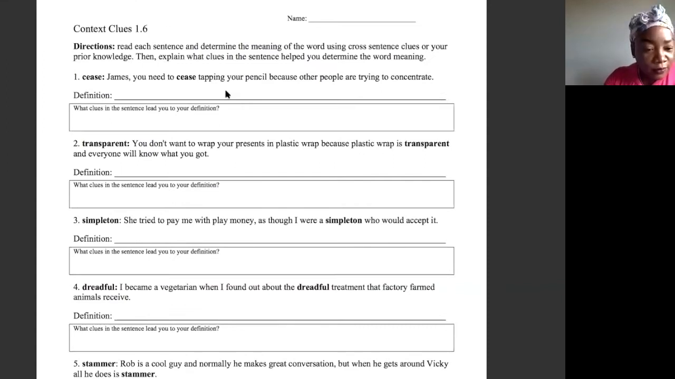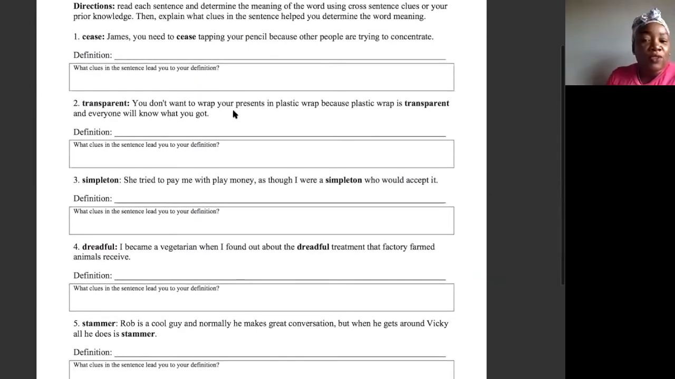Okay, you said the clue was when they said that others were trying to concentrate. Okay, good. So the clue would be people are trying to concentrate. If someone's trying to concentrate, that means you have to stop doing what you're doing. So we know that cease means to stop. Okay, let's look at number 2.